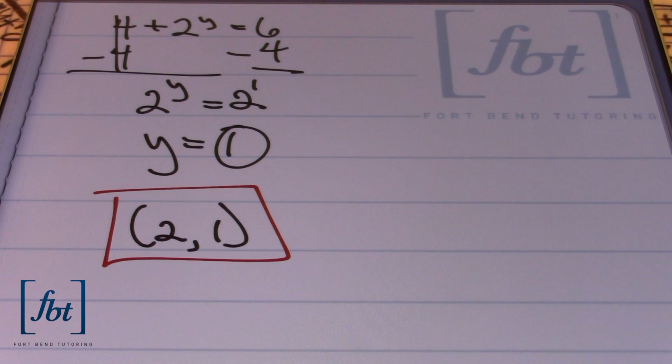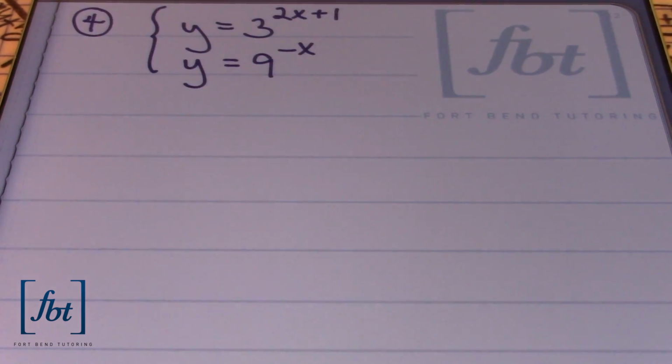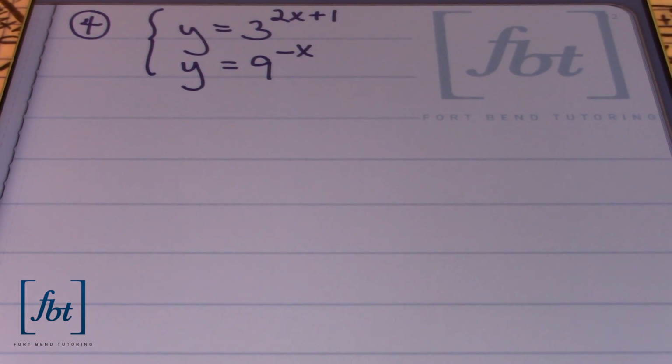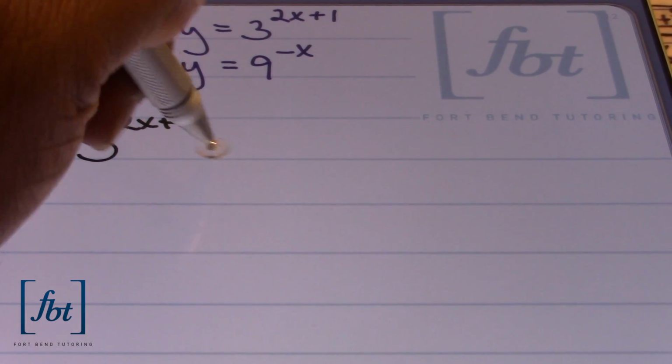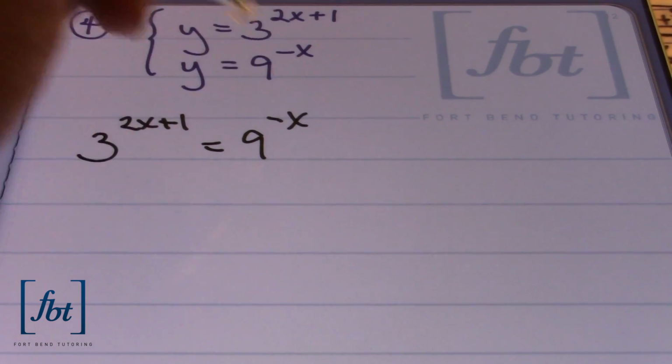Let's move on to problem number 4 now. Problem number 4 looks cute. It doesn't give me any anxiety when I look at it. I'm calm. I am noticing that y is already solved for in both equations. I know I'll be setting these equations equal to one another. We'll have 3 to the 2x plus 1 equals 9 to the negative x.